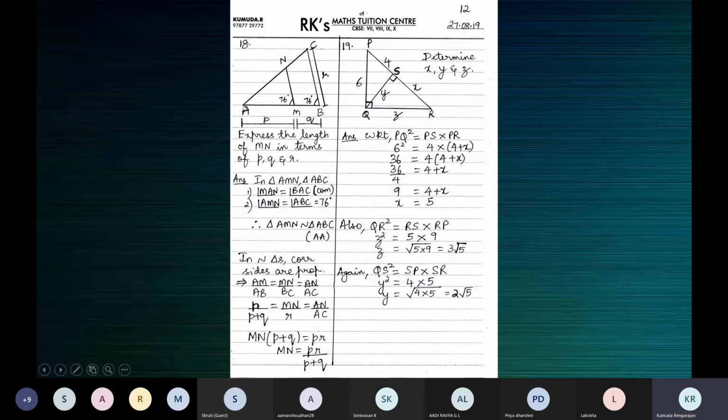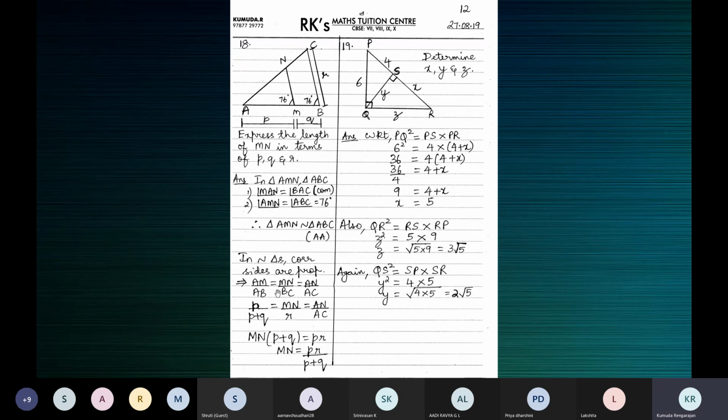I was telling you that there are two triangles, AMN and ABC. Small triangle, this angle 76. Big triangle, this angle 76. So one pair of equal angles. And then this is the common angle. This is the angle common to both the triangles. This angle is present in the small triangle as well as in the big triangle. Common angle, similar. Once they're similar, their corresponding sides are proportional.